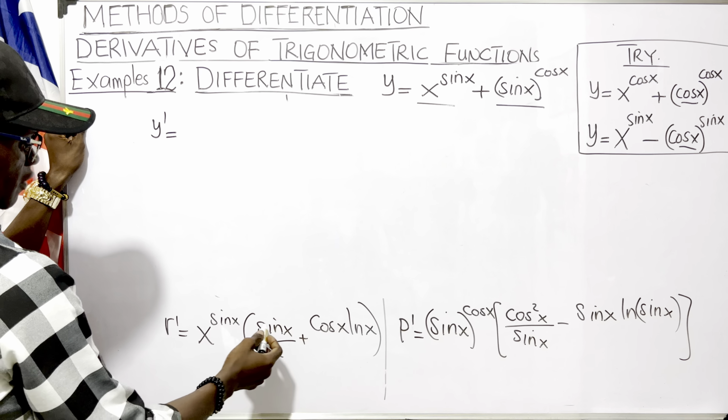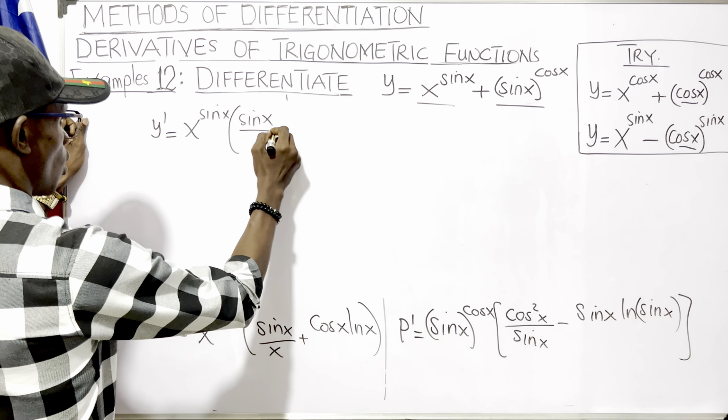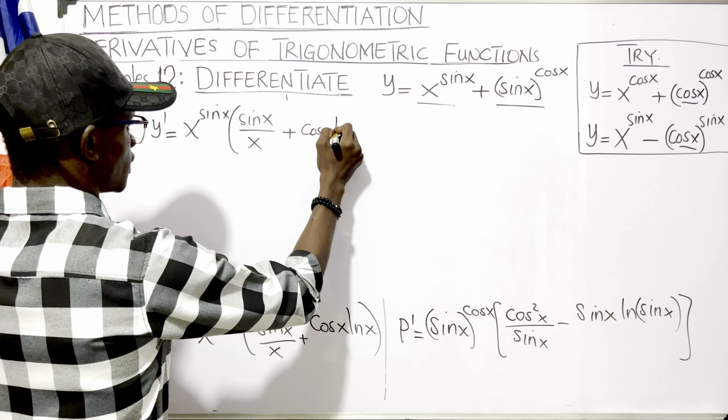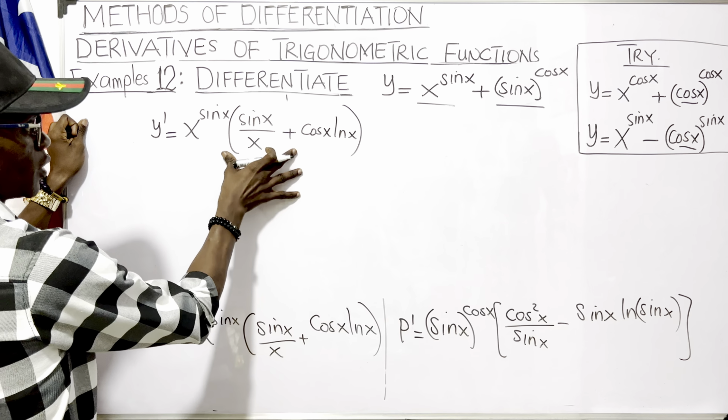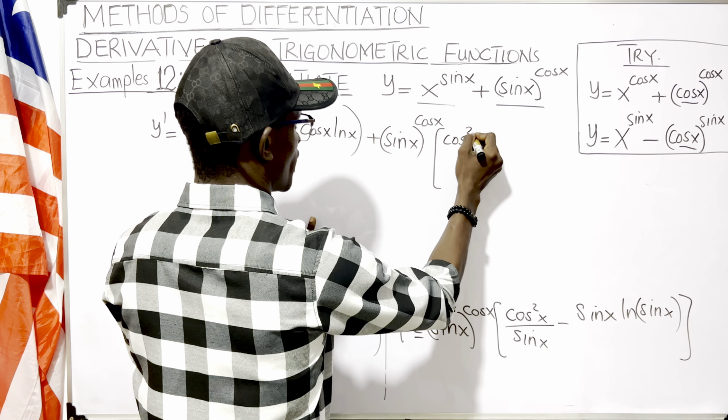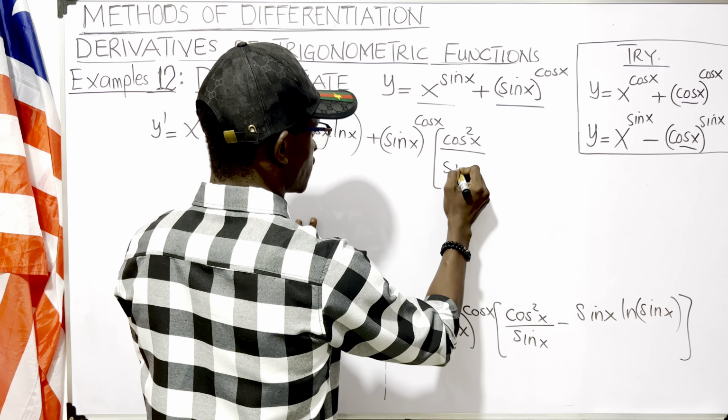So it is x raised to the power sine of x times sine of x all over x, and then plus cos of x ln of x. So this is the first one, and then plus the next one is this. So this gives us sine of x raised to the power cos of x, and then times cos square x all over sine of x minus sine of x, the ln of sine of x.